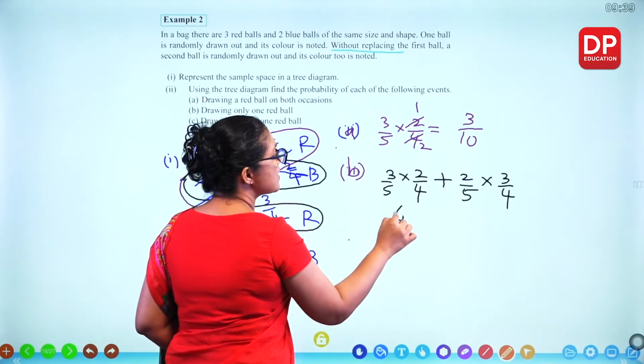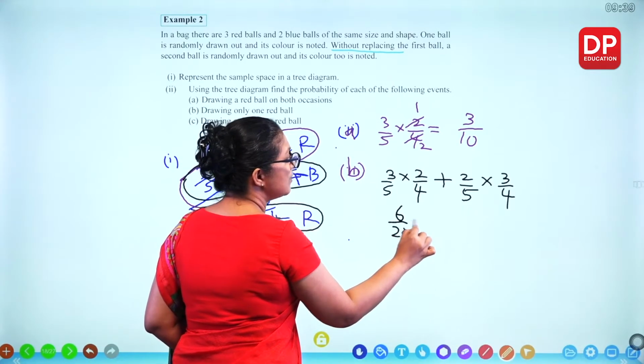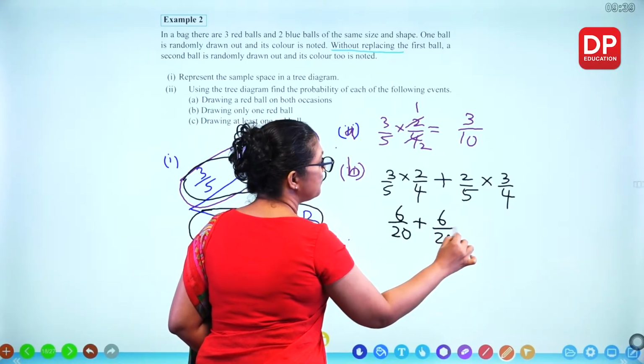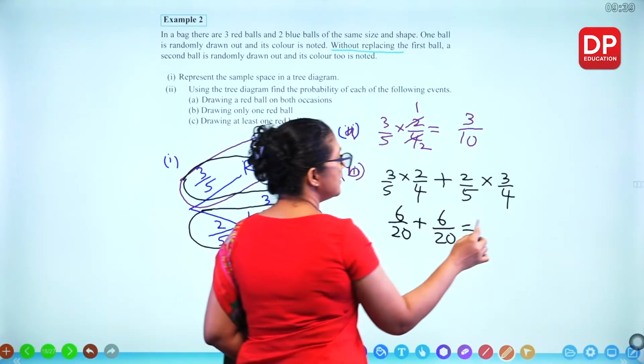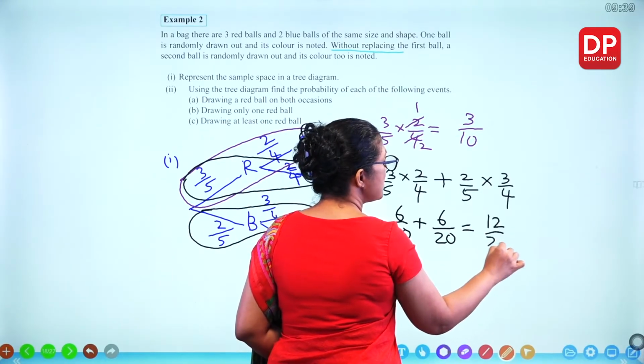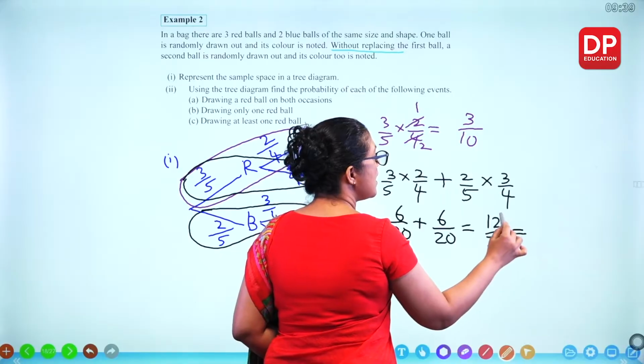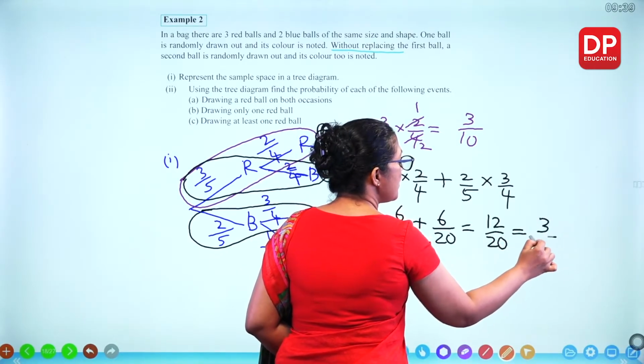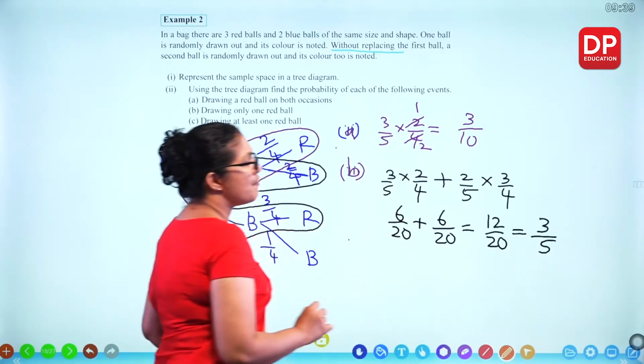3 times 2, 6. 5 times 4, 20. 6 and 6, 12 over 20. Now you can simplify. Divide by 4. 3 over 5.